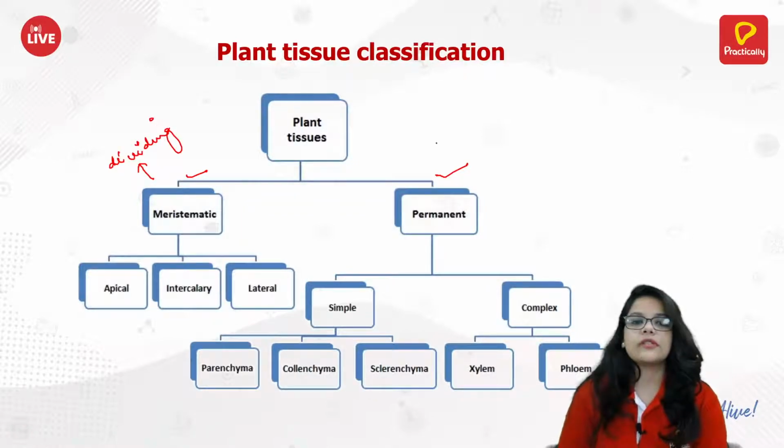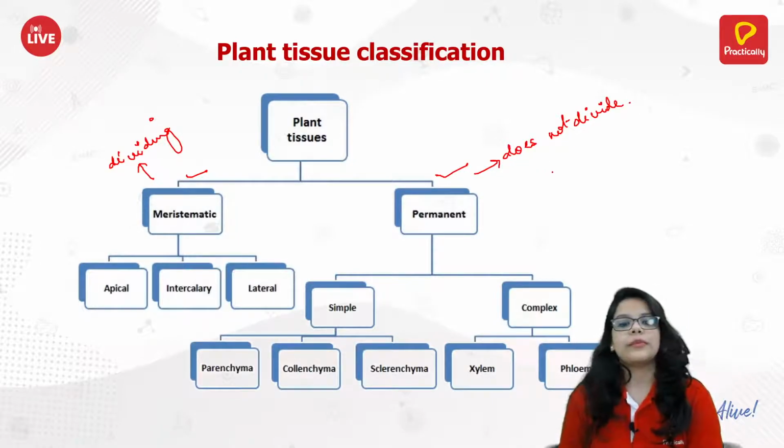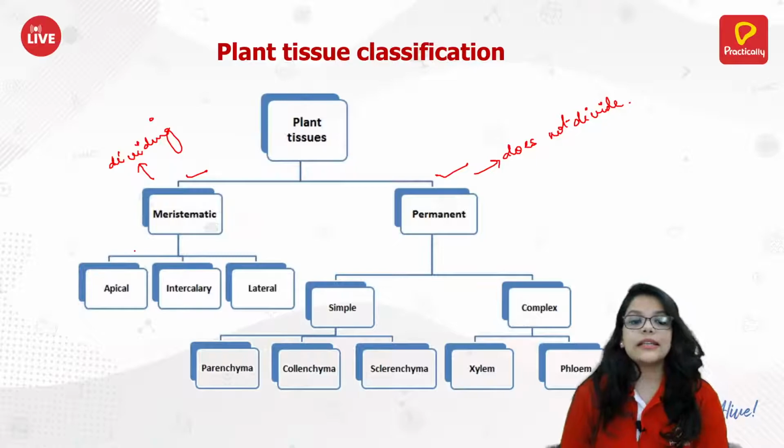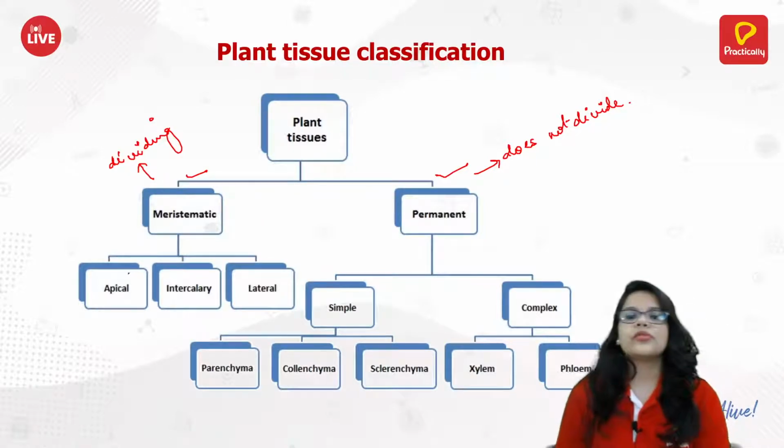Okay, it keeps dividing. The permanent one does not divide. These are permanent in nature, so they won't divide. Now meristematic, again, will be divided into 3 different kinds. There is apical, there is intercalary, and there is lateral.